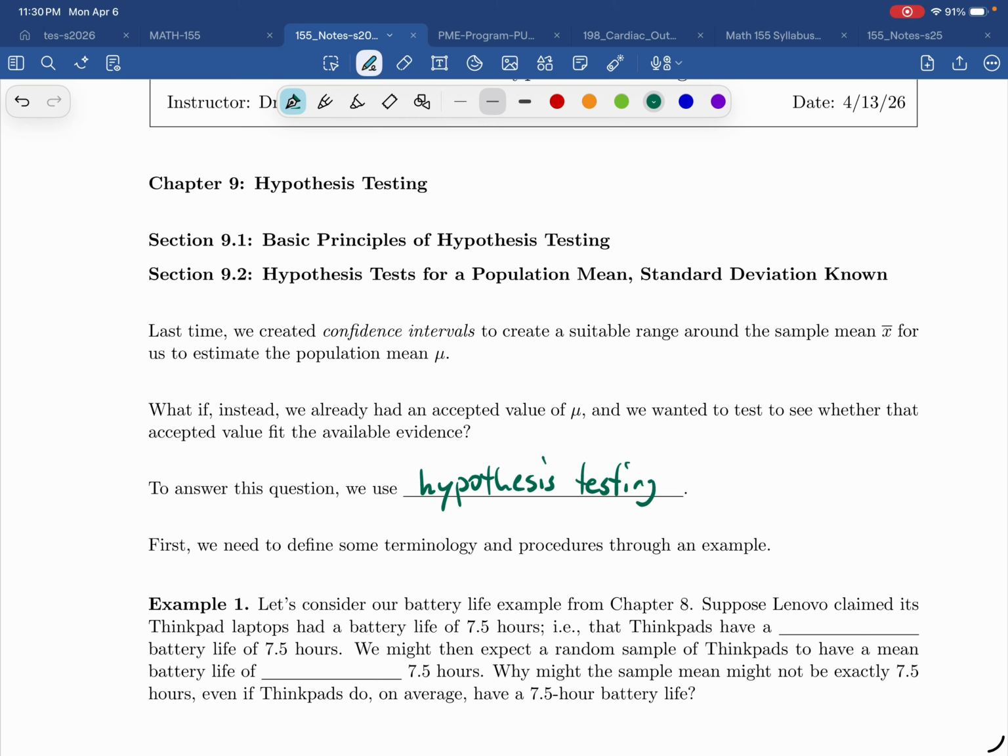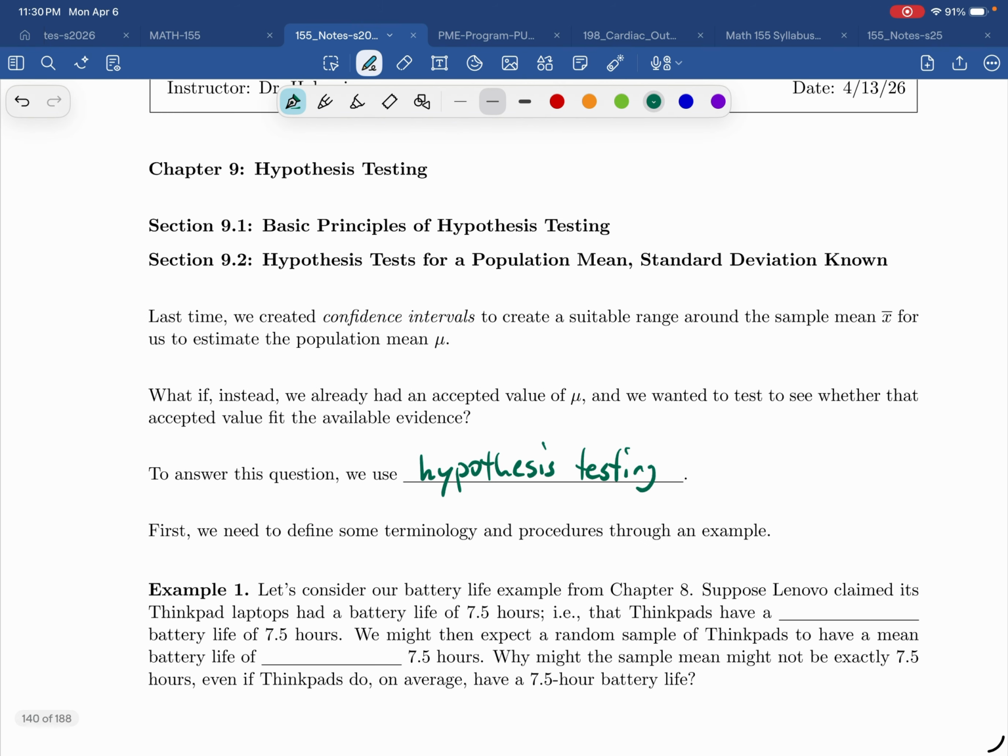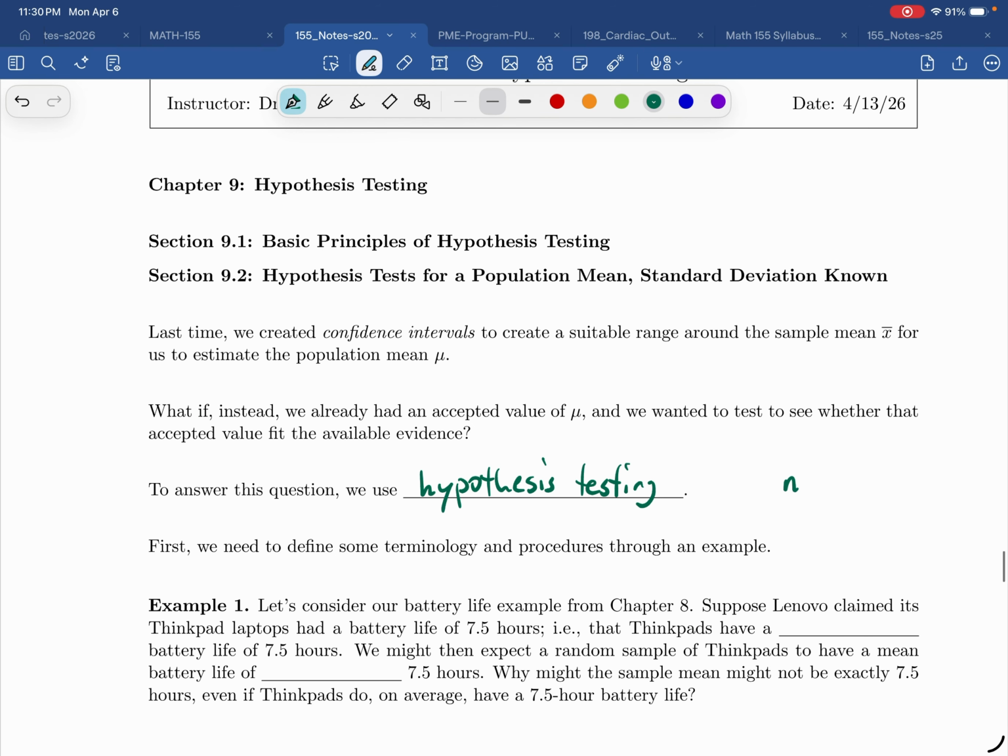And we're going to define some terminology, but of course, we're going to go through an example to illustrate all of this. So remember our battery life example from before, where we sampled 81 Lenovo ThinkPads, and we had a mean battery life of 7.3 hours. And suppose we knew that sigma equaled 0.6 hours. So just keep that in the back of your mind as I'm going through this example.